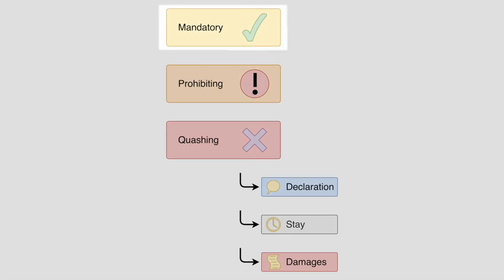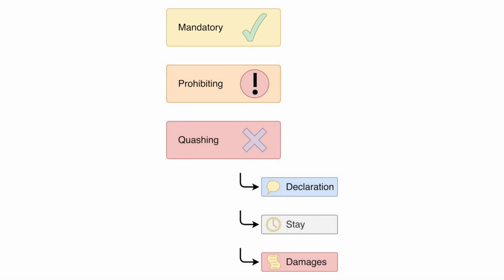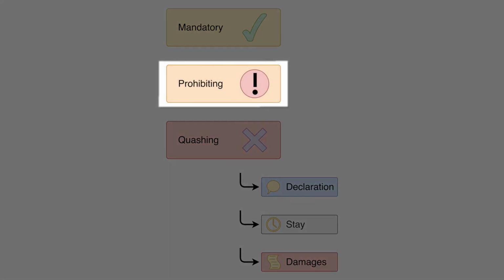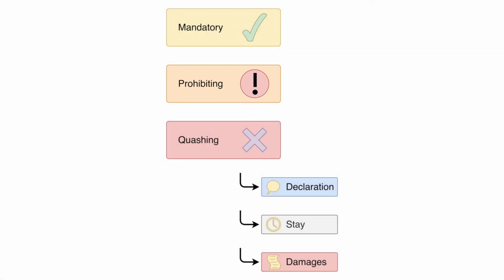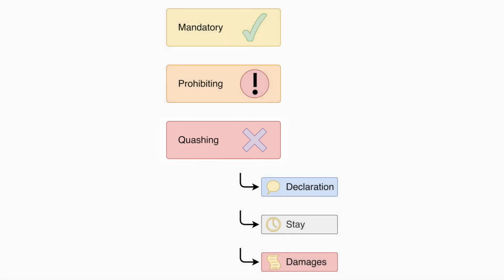So let's look at the available remedies in judicial reviews. The judicial review procedure must be used in a claim for judicial review where the claimant is seeking a mandatory order requiring a public body to do something, a prohibiting order preventing a public body from doing something, or a quashing order nullifying the legal effect of a decision.